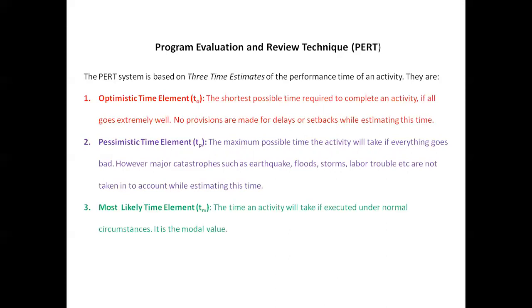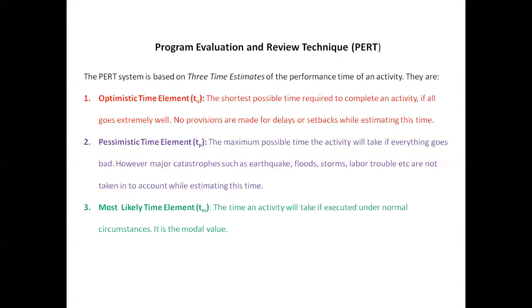Then the third time estimate of PERT is the most likely time element, denoted by T suffix M. This is the time an activity will take if executed under normal circumstances. It is the modal value. That means the time taken for any activity under normal circumstances is considered the most likely time element.